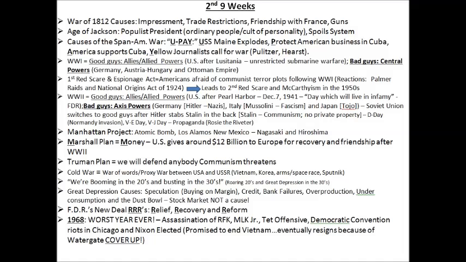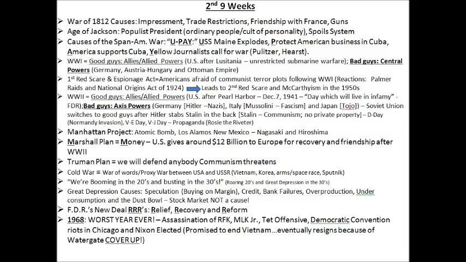Our friendship with France, that also made England mad. And then guns. What about the guns? Well, we found out the British were giving guns to the Native Americans and telling them to attack us. That is a problem.